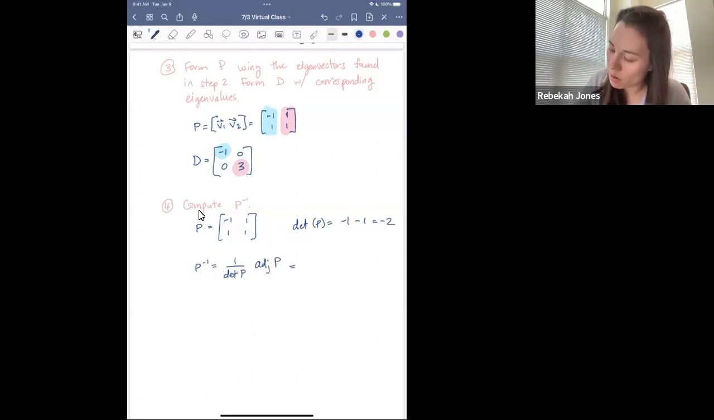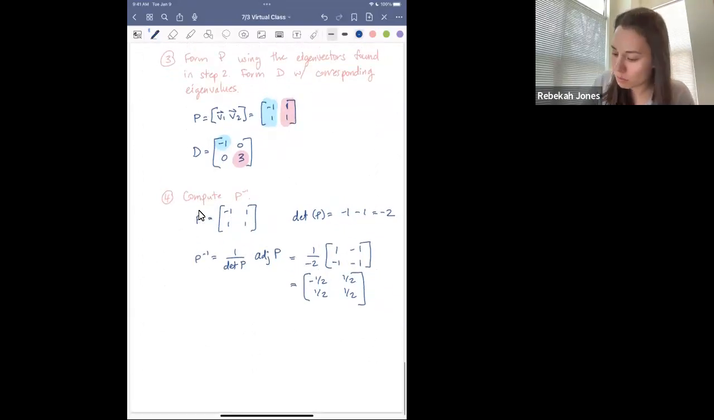So we're going to get 1 over -2, and then we form the adjugate. So it's simple for a 2 by 2, right? We swap the diagonal entries, and then we negate the off diagonal entries, right? So we get this matrix, which once we put in that -1/2 will give us -1/2, 1/2, 1/2, and 1/2. Right?